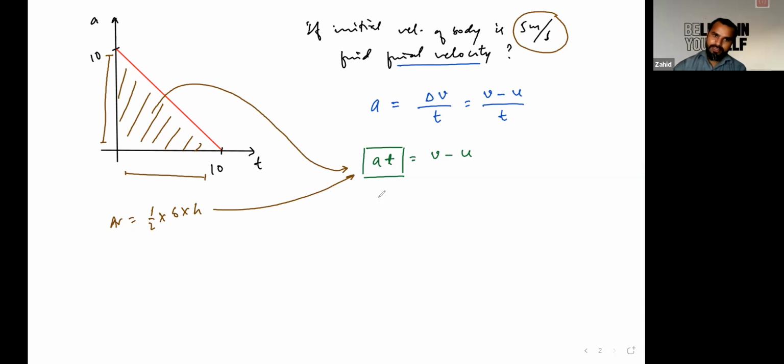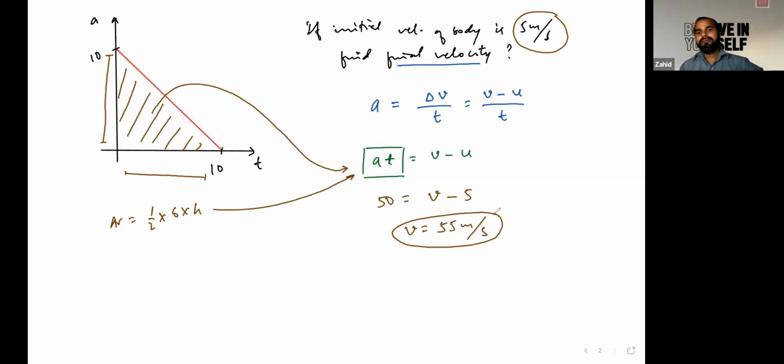a into t is nothing but 50. v we have to calculate, and u is nothing but 5. If we bring this to the left hand side, it will become 55. Okay, Hamza? Yes, sir. Hiba? Yes, sir.